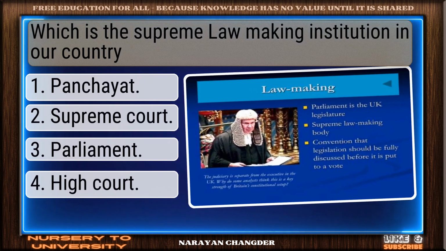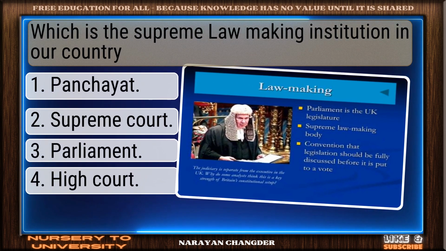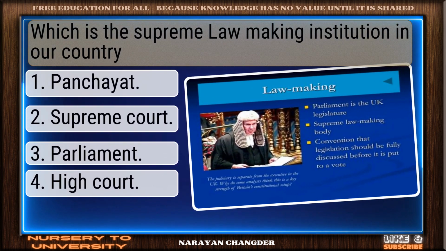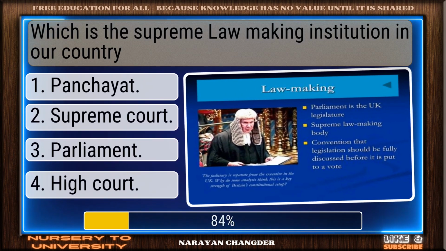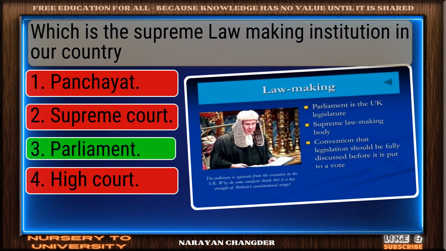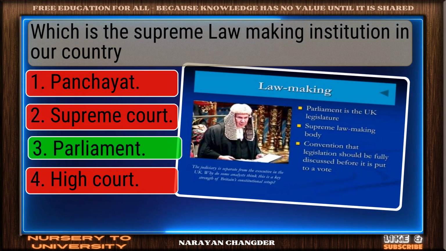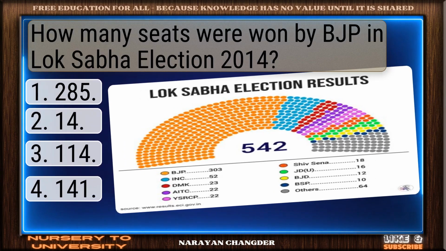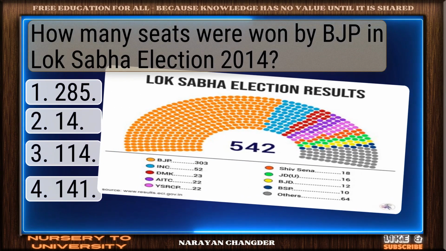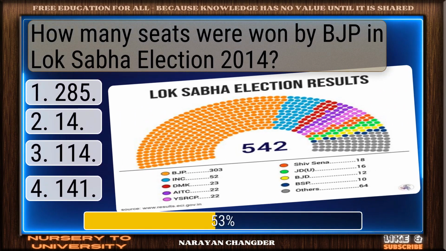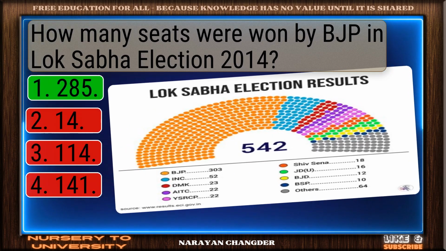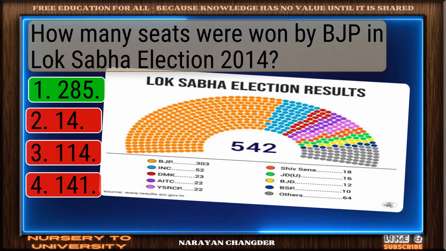Question number 88. Which is the supreme law-making institution in our country? Right again. Parliament is a valid answer. Question number 89. How many seats were won by Bipin in Lok Sabha election 2014? Correct. 285 is the right answer.